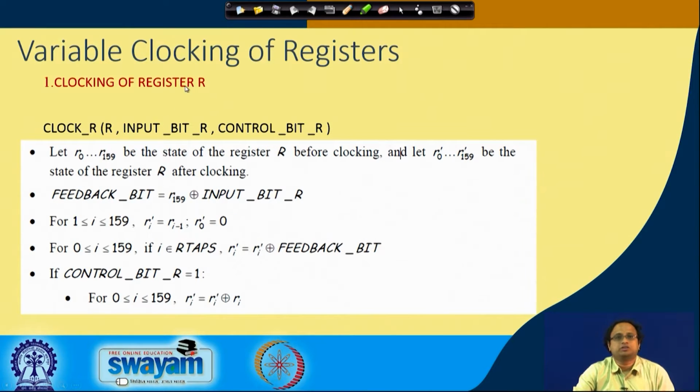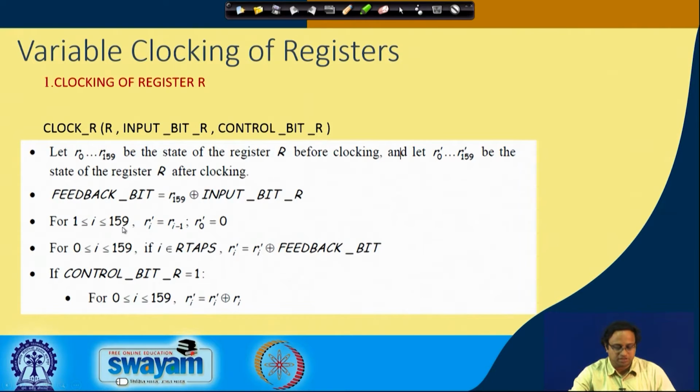First, let us look at the clocking of the registers R and S. The first thing is how we clock register R. In register R, the parameters are the input bit R and the control bit R. R0 to R159 are the states of register R before clocking, and after you have done the clocking, they are denoted as R0' to R159'. Note that they are 160 bits in length. The feedback bit is calculated by XORing R159 with this input bit R signal. That means you are either toggling R159 or passing R159 as it is.